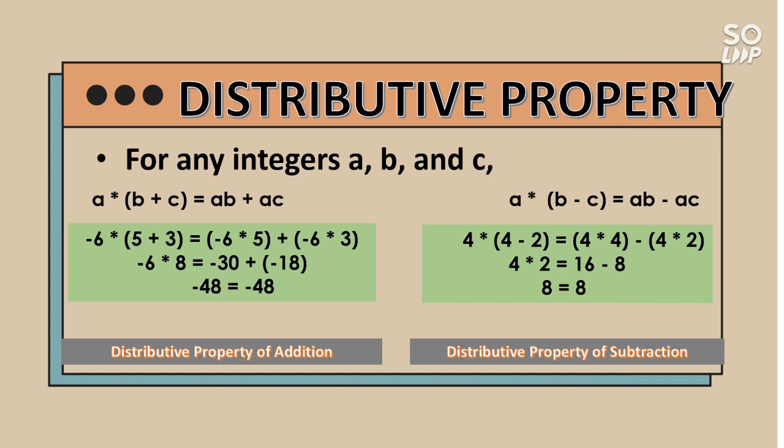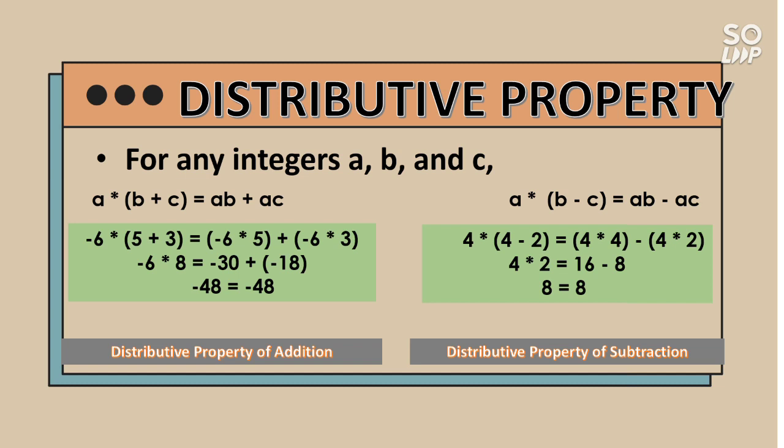So, for example, if I have here negative 6 times the quantity of 5 plus 3. First, let's get the negative 6 times 5. And then, negative 6 times 3. Take note, the operation used is addition. Next, negative 6 times 5 is equal to negative 30. And then, negative 6 times 3 is equal to negative 18. So, negative 30 plus negative 18, let's go back to the rules in adding integers. Same sign, add and keep. So, negative 30 plus negative 18 is equal to negative 48.